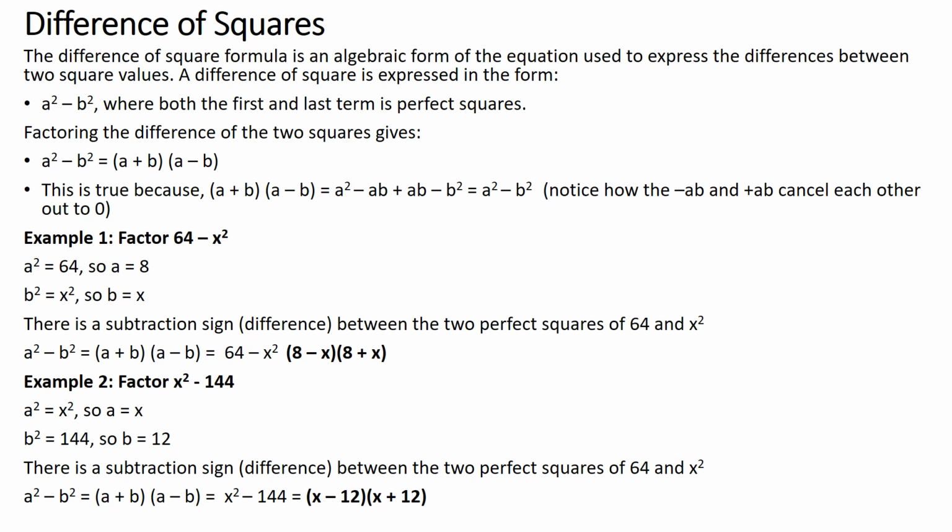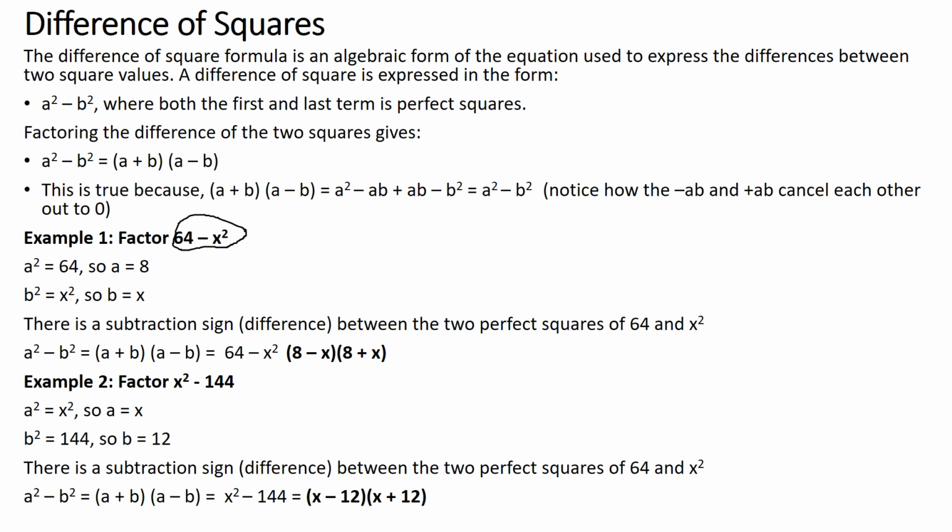Now, difference of squares. This is where we have two perfect squares, but they're subtracted. It's simply an a squared minus b squared. We have no parentheses here. It is a binomial, but it's a perfect square minus a perfect square. For example here, 64 minus x squared.